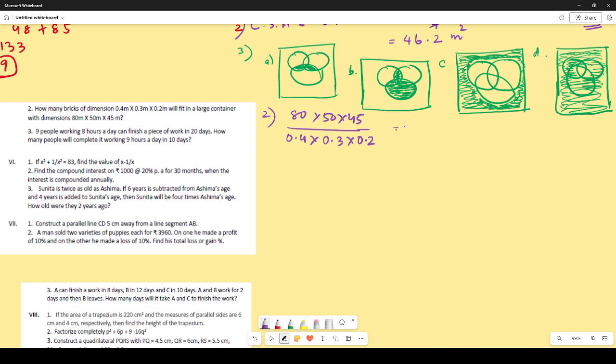So what does it come to over here? You take away the 3 points and that gives you multiplied by 1000. So what do you get over here?